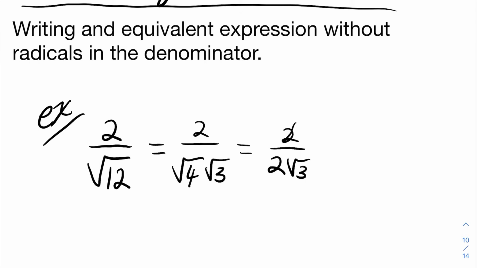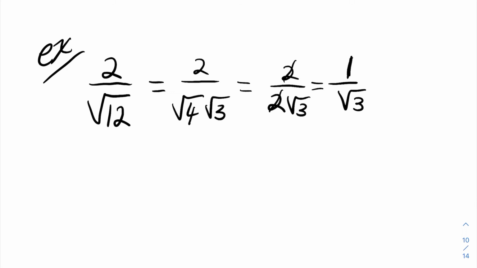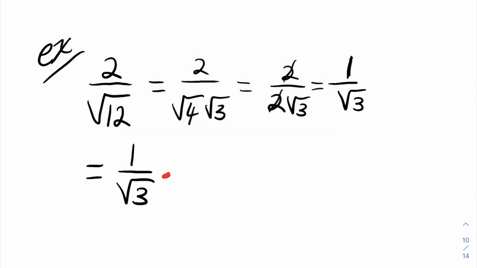Oh, I can actually cancel that factor out to make this 1 over the square root of 3. But I still have the same problem, that irrational number in the denominator. So how do I get rid of it? Well, since it's as simplified as it can possibly be, I'm going to write an equivalent expression by multiplying the top and bottom by the same number. So I'm going to multiply the top and bottom by some number.